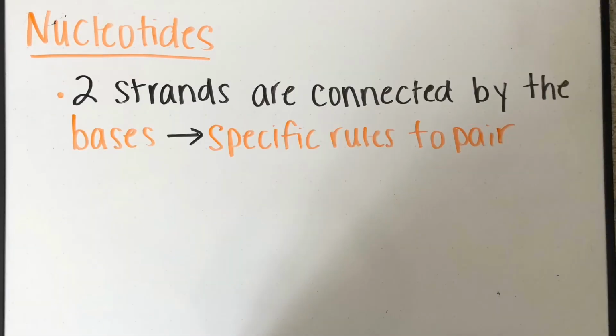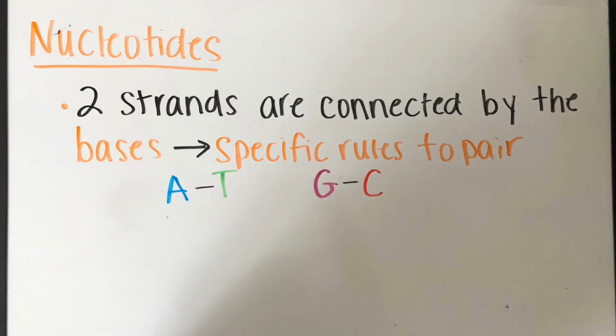When the 2 strands of nucleotides are connected, they make a DNA. These nucleotide or DNA strands are connected by the bases. There's a specific pairing rule to connect them. A pairs to T, and G pairs to C.